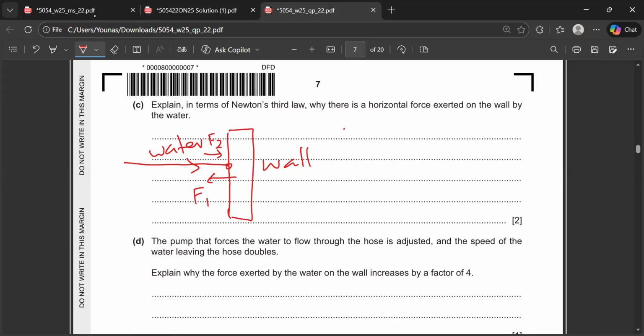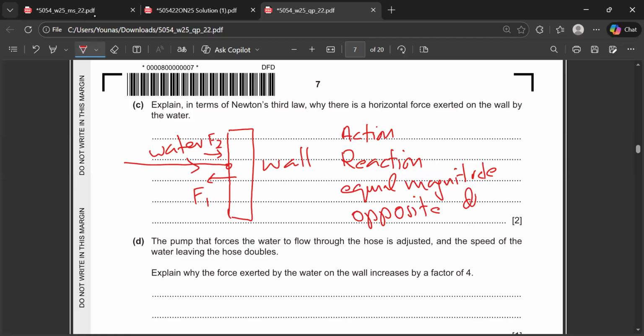Both these forces are called action and reaction. They are equal in magnitude but opposite in direction. Okay, so these are the main points. The wall applied a force on the water, and the water will apply a force on the wall. Both these forces will be equal in magnitude, opposite in direction, plus they act on different bodies. Okay, we call them action and reaction.